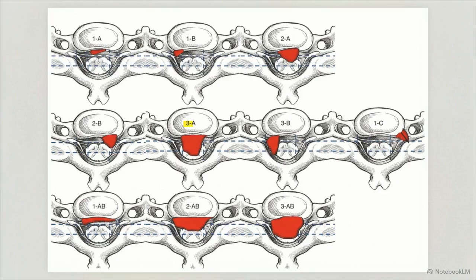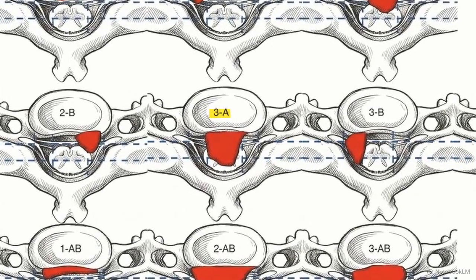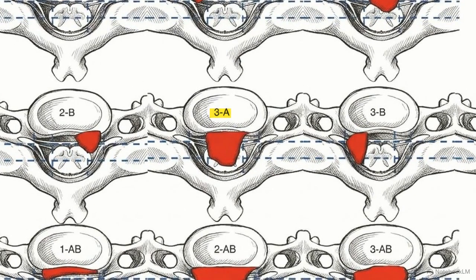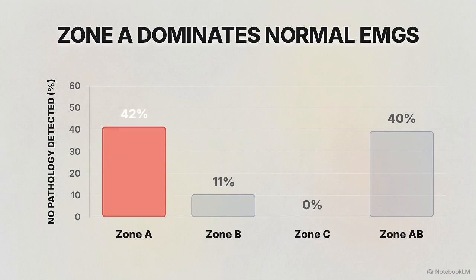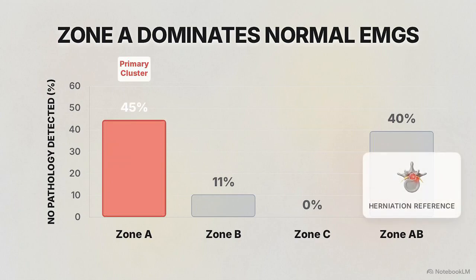Look closely at Zone A. This is a strictly sagittal or median herniation. The mass presses directly backward toward the spinal cord itself, bypassing the lateral nerve roots. When we map the study's data to this zone, a clear pattern emerges. 44.7% of patients with absolutely no pathology detected on their EMG were clustered right here in Zone A.